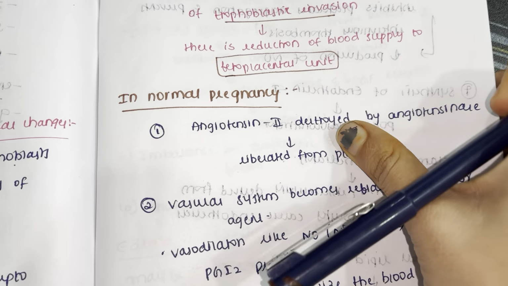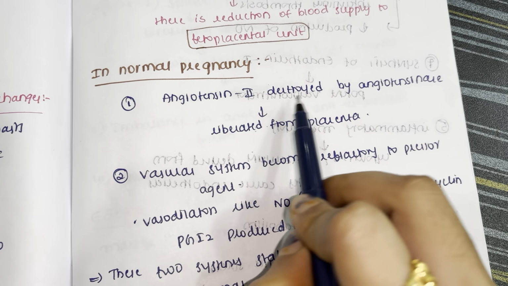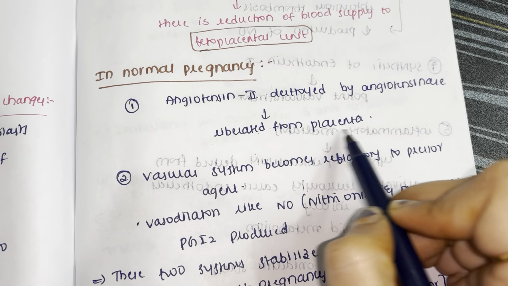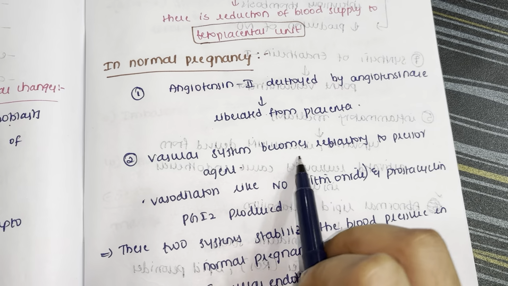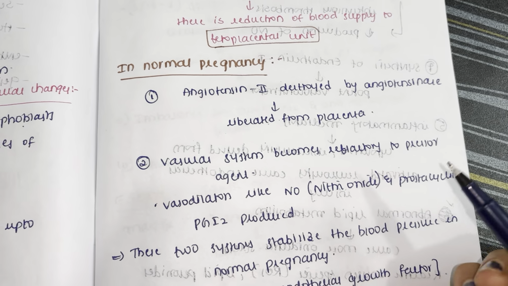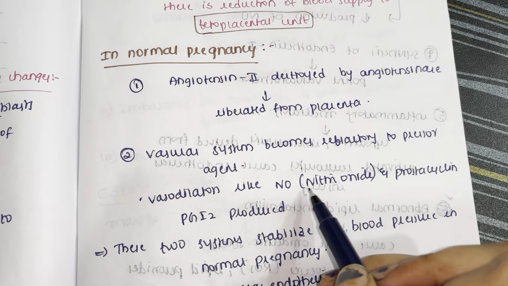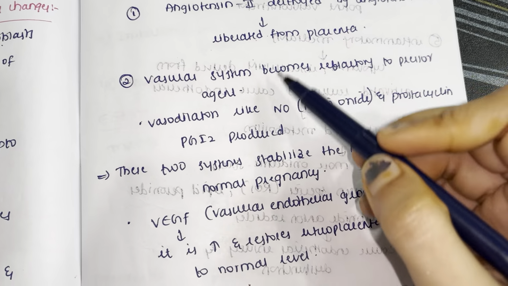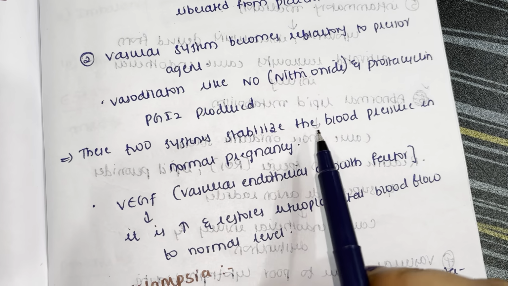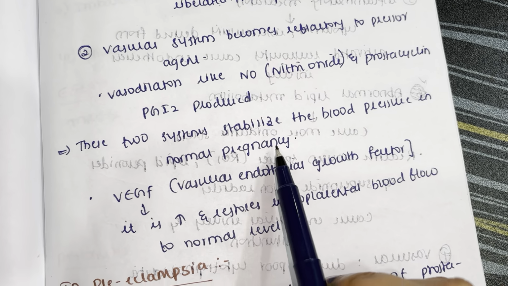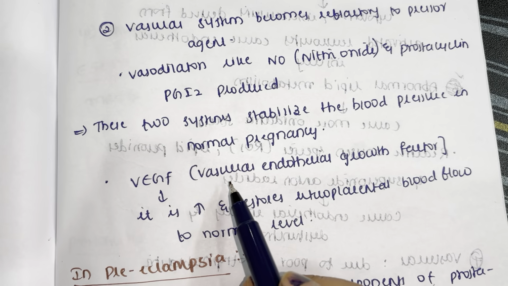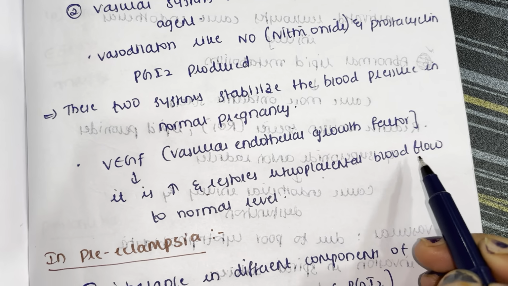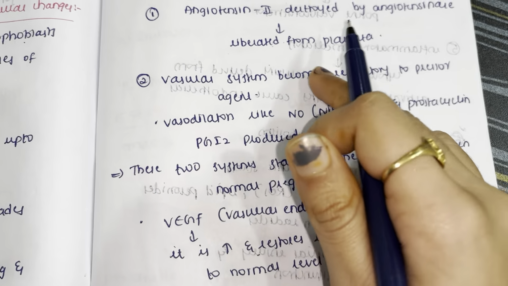Now in normal pregnancy, angiotensin 2 is destroyed by the angiotensinase enzyme released from the placenta, and the vascular system becomes refractory to the pressor agents, and vasodilators like nitric oxide and prostacyclins are produced. These two systems are in balance, and they stabilize the blood pressure in normal pregnancy. And VEGF, vascular endothelial growth factor, increases and restores the uteroplacental blood flow to the normal level.